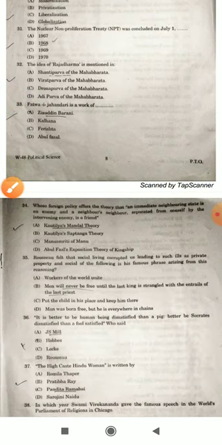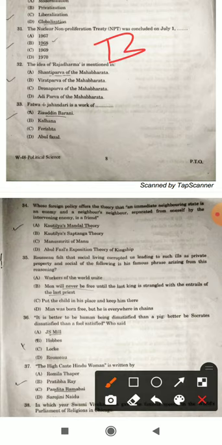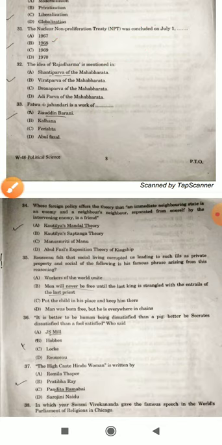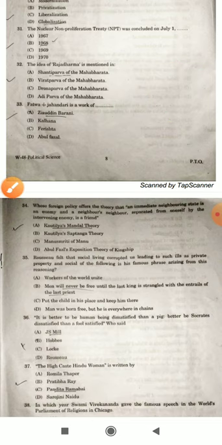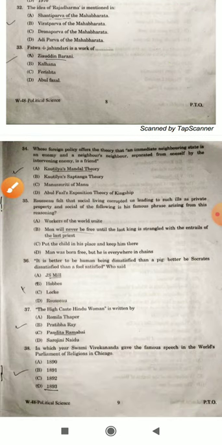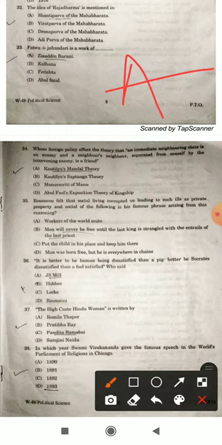Globalization. Question number 31. The Nuclear Non-Proliferation Treaty, NPT, was concluded on July 1st, blank. Answer is B, 1968, 1st July. Question number 32. The idea of Rajadharma is mentioned in blank. Answer is Shanti Parva of the Mahabharata. Answer A, Shanti Parva in Mahabharata. Question number 33. Fatawa-i-Jahandari is written by blank. Answer is A, Ziauddin Barani. Answer is Ziauddin Barani.